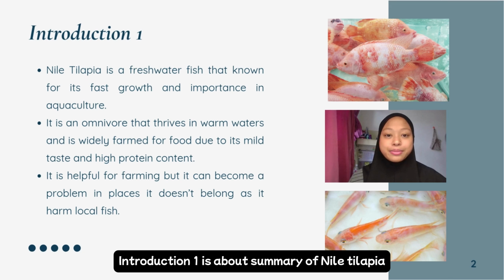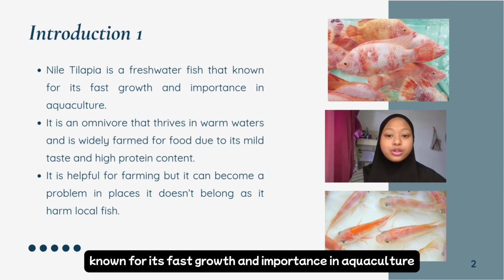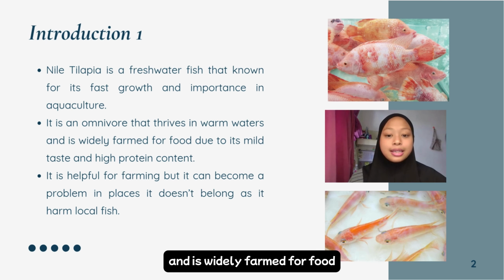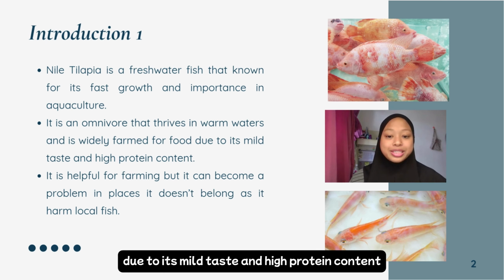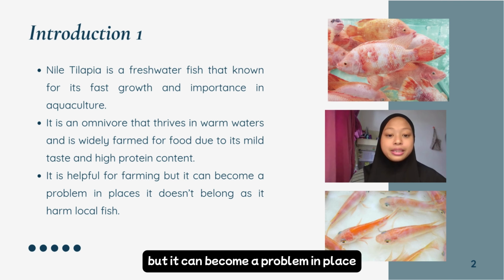Introduction 1 is about a summary of tilapia. Tilapia is a freshwater fish known for its fast growth and importance in aquaculture. It is an omnivore that thrives in warm water and is widely farmed for food due to its mild taste and high protein content. It is helpful for farming, but it can become a problem in places where it doesn't belong, as it harms local fish.